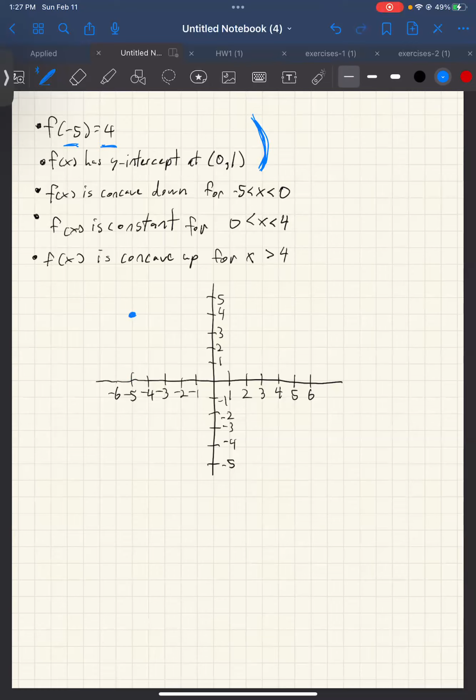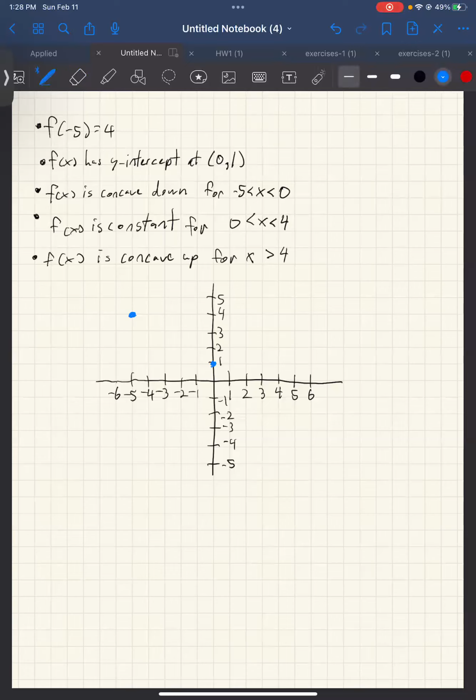Then it says f of x has a y-intercept at 0, 1. Well, to have a y-intercept genuinely just means that's when you cross the y-axis. So it's saying we cross the y-axis at the coordinate 0, 1. Well, that is exactly just saying our function goes through that point. So we have 2 points that we know our function has to go through. It has to be that value at those 2 points. The rest of the information is almost an exercise in a little bit of creativity.